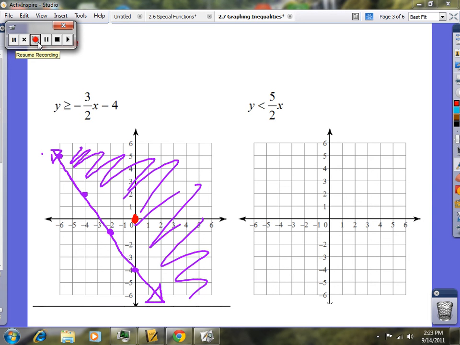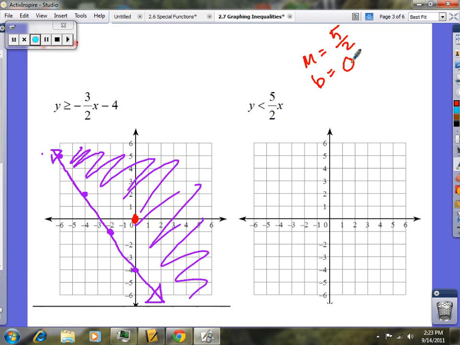Y is less than 5 halves x. Two things: m and b. What is your m, if you're looking at this? 5 over 2. Osvaldo, what's your b? M is the number touching x. What's b? The b is the number all by itself. There's not one, so 0.